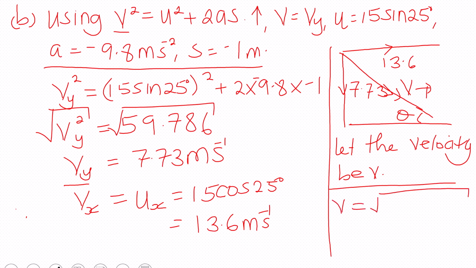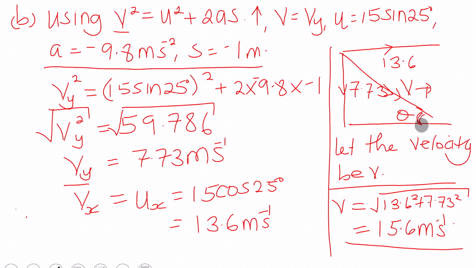After letting it be v, you can now say your v is equal to the root of 13.6 squared plus 7.73 squared. And finally, you will have your v equaling 15.6 meters per second. So that's how you can get your velocity. Then after the velocity, we need to get this angle. To get this angle, we will use tan of theta is equal to opposite over adjacent.